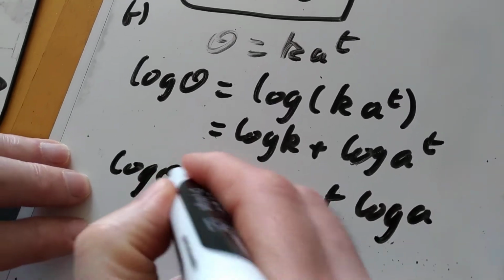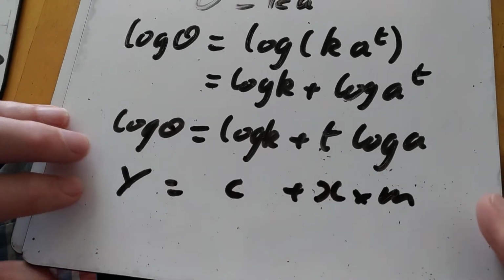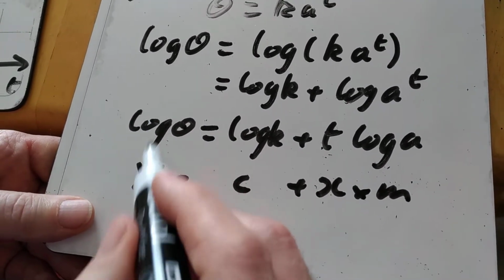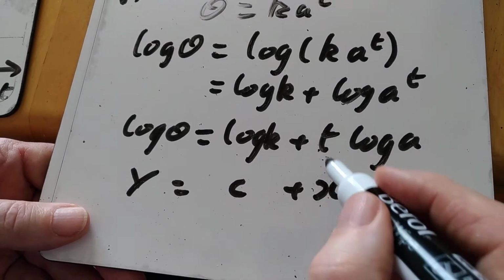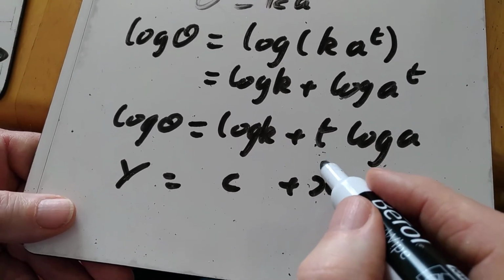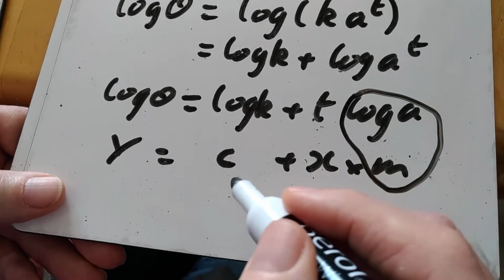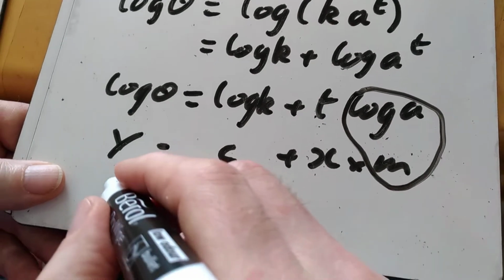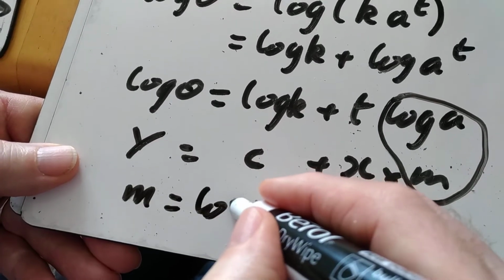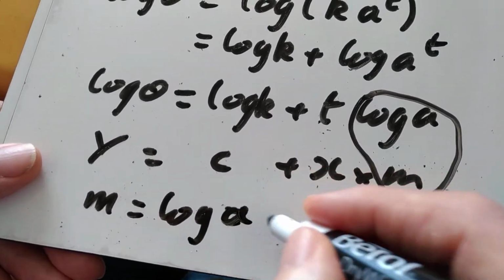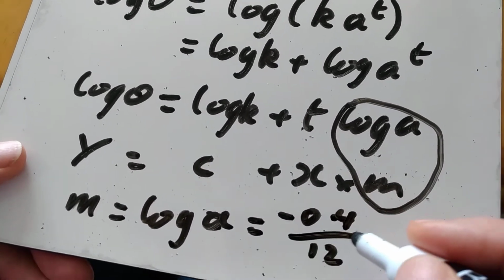And that, yet again, is a straight line graph of that form there. Log theta is my y-axis, log k is the intercept, and in this case t is the x variable. That's why it was t against log theta and not log of it. But the slight difference is my gradient will be log of a. So when I worked out my gradient, I got log a, which was approximately minus 0.4 over 12.